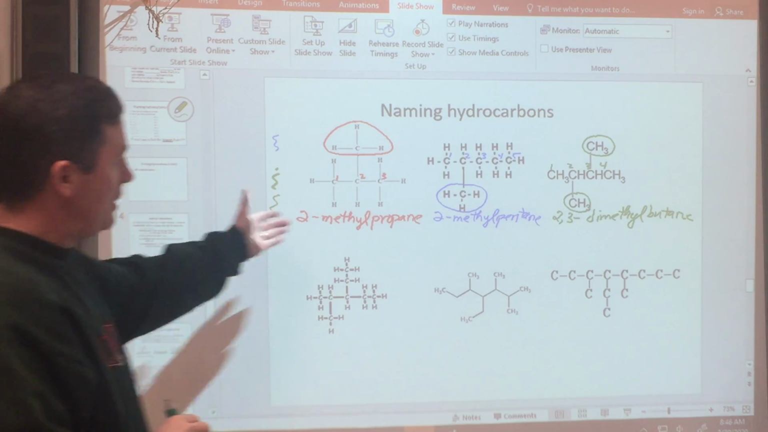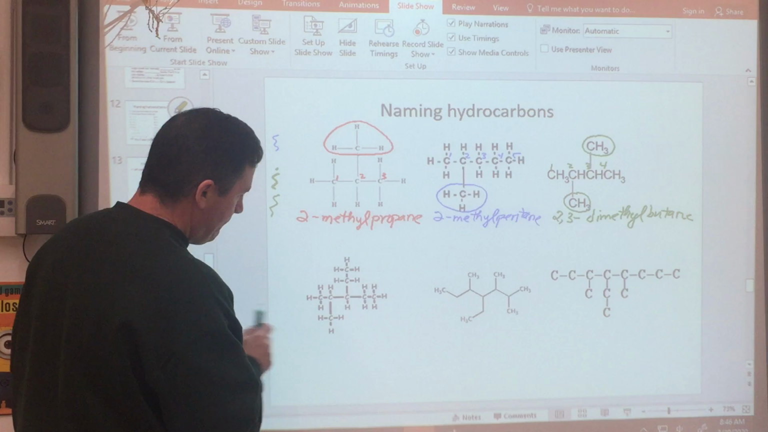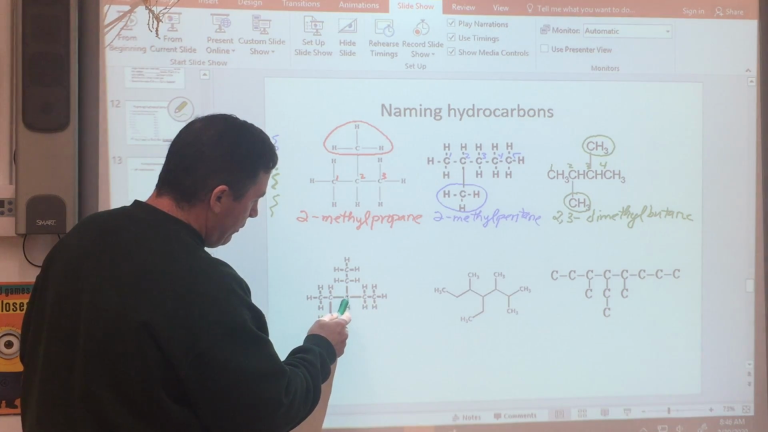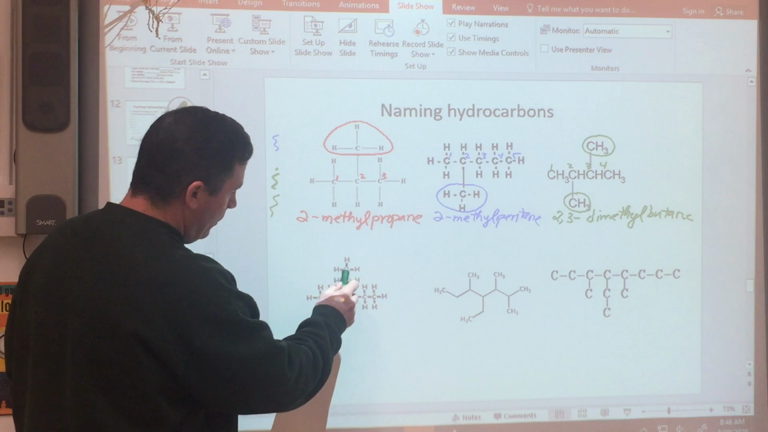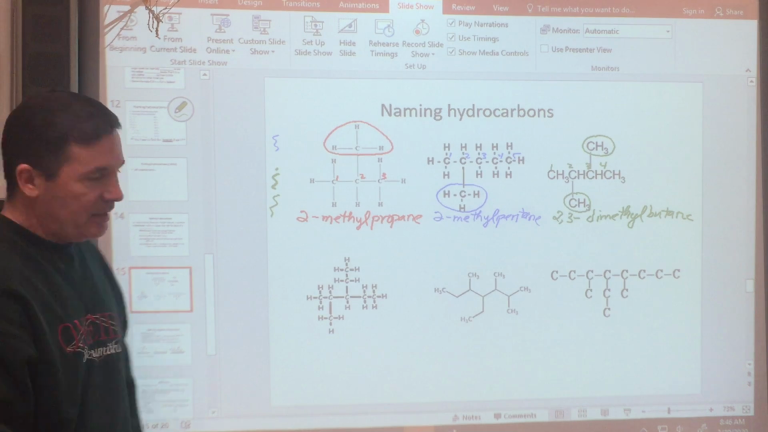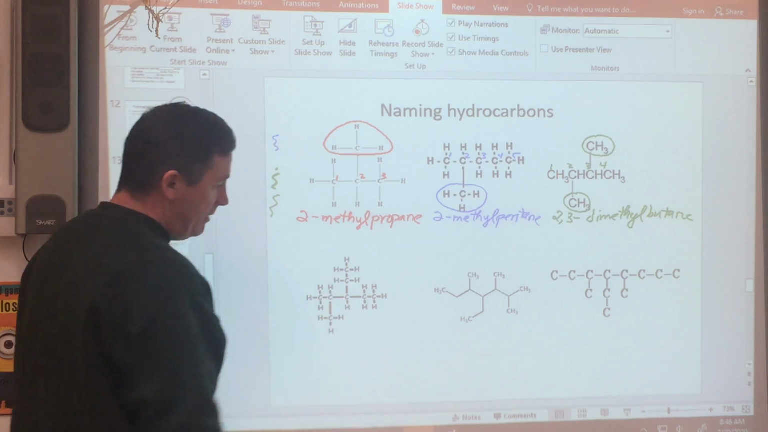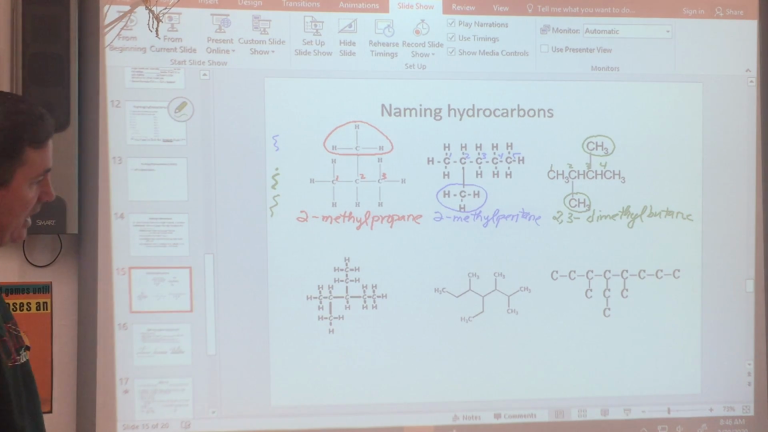I gave you different looks on these because you may see them like that. All right, we've got enough time, I think, to go over this last one, and this is a good one too. All right. 1, 2, 3, 4, 5. Looks like 5 is my longest chain. So 5 is going to be my longest chain, and that's going to be a pent. There are only single bonds between the carbons. That makes it an ane, so it's going to be a pentane.